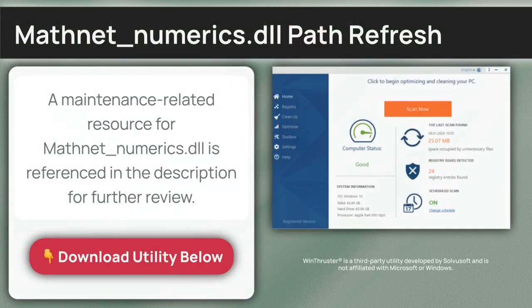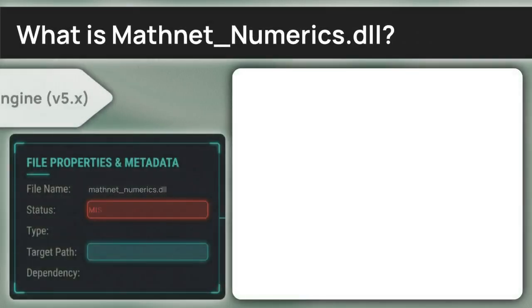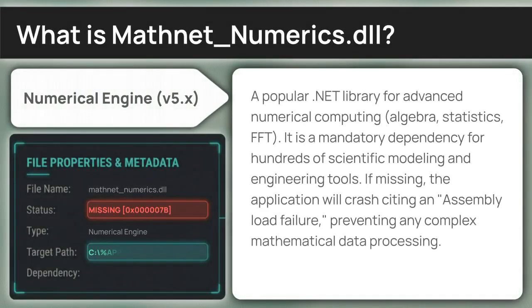This is the MathNet Numerics Library, a popular .NET library for advanced numerical computing, algebra, statistics, FFT. It is a mandatory dependency for hundreds of scientific modeling and engineering tools. If missing, the application will crash, citing an assembly load failure, preventing any complex mathematical data processing. Now let's apply the fix by reinstalling the shared system library.